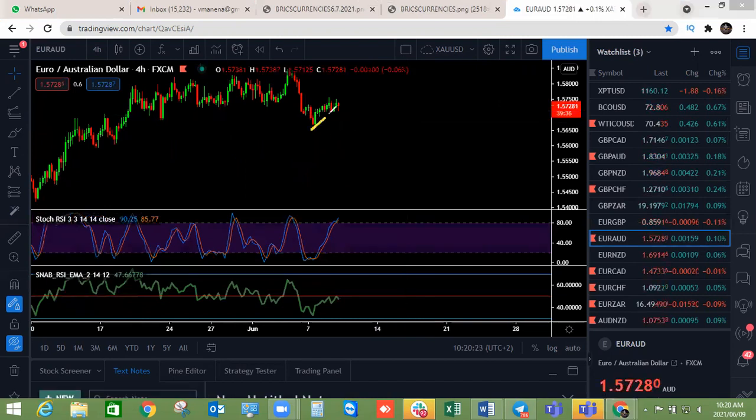Euro Audi. We've updated this one. We're looking for a drop. All checks are almost complete. So we want to see this close below the flag. We are already here. So let's see if it's going to break to the downside.